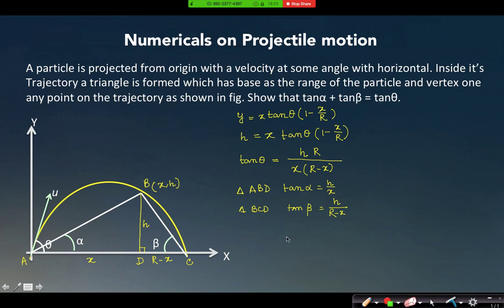Now if you add this, tan alpha plus tan beta, is it the same thing as tan theta? Yes, sir. So proved.